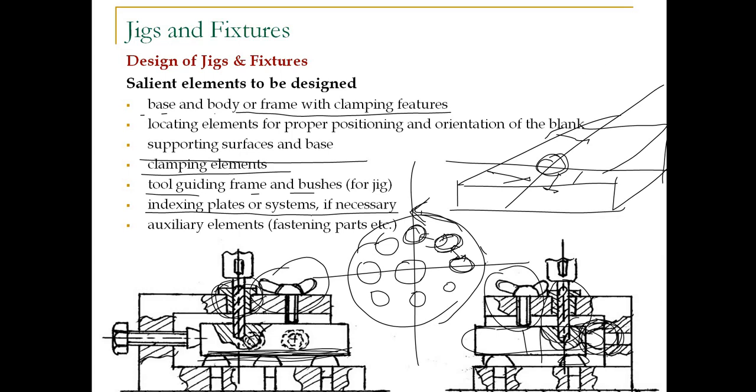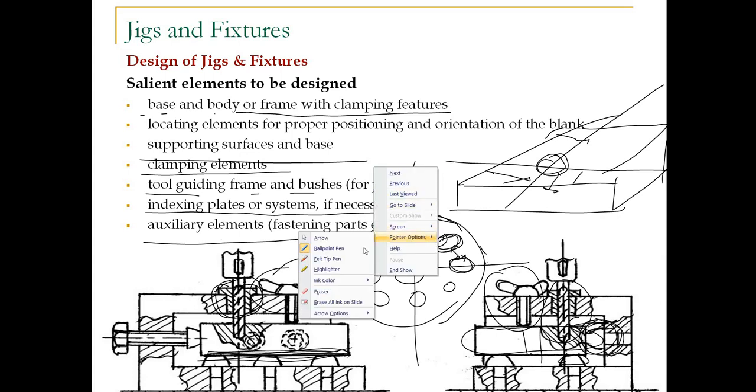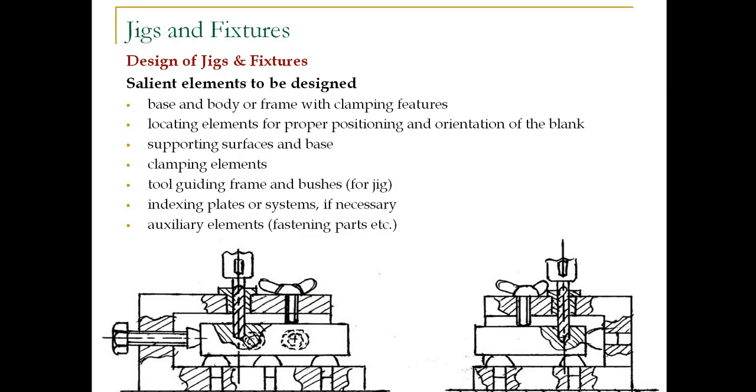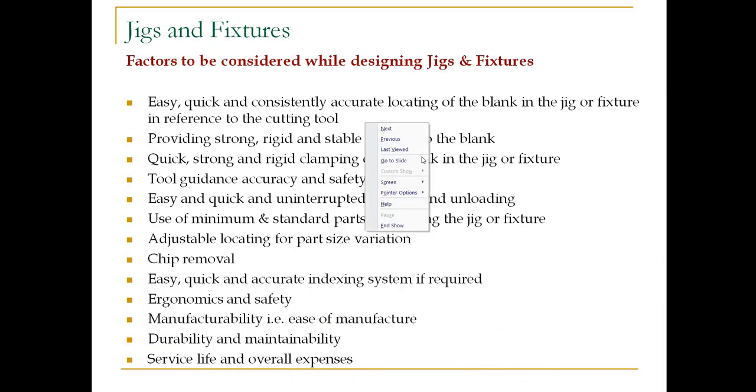And finally, auxiliary elements like nuts, bolts, fasteners, etc. So these are the elements we will have to design if we want to design jigs and fixtures. Now, if you go for designing clamping, supporting and locating elements, auxiliary elements and all the other elements, first of all, what are the factors that need to be considered while designing jigs and fixtures?